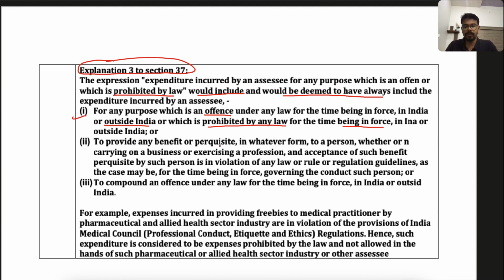Then also to provide any benefit or perquisite in whatever form to a person, whether carrying on a business or exercising a profession, where acceptance of such benefit or perquisite by such person is in violation of any law or rules or regulation or guidance as the case may be, and to compound an offense under any law for the time being in force. That means they have widened the scope of prohibited by law. Earlier there was a little confusion because only those things prohibited by law were disallowed. So what about compounding an offense, something like that? They have made it clear that now everything is disallowed.